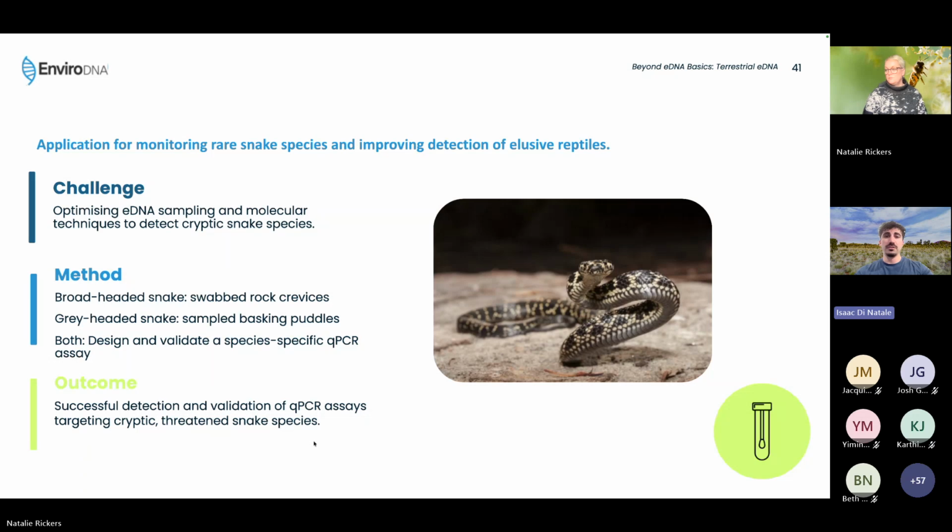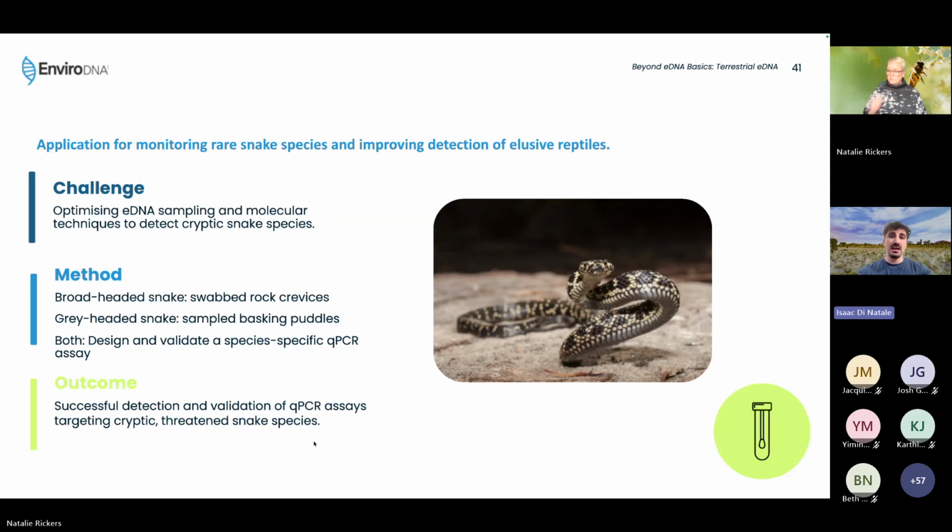So firstly, some work on the broad-headed snake. So here the sample collection involved targeted swabbing of crevices in rock formations where the snakes would spend most of their time. In the lab, that was coupled with highly targeted qPCR assay development to help maximize amplification of that target species DNA and ensure those detections were accurate. There's also some ongoing potential with this project to expand sampling to include pooled water after rainfall at the bottom of those rock formations within their range, to assess if that water runoff is acting as an eDNA reservoir for the species.